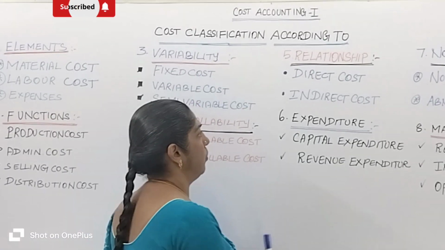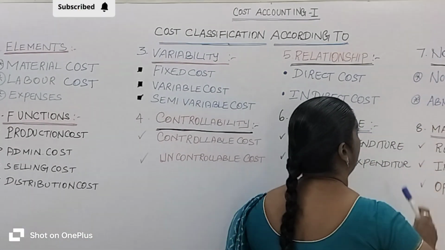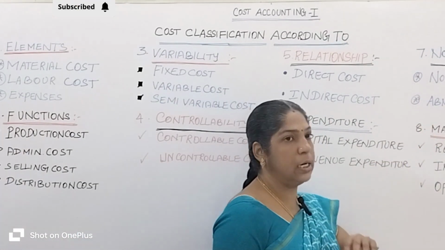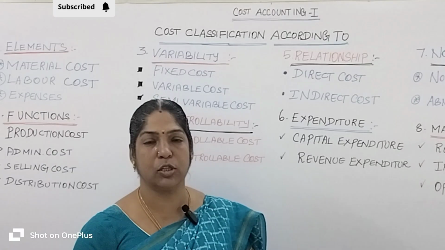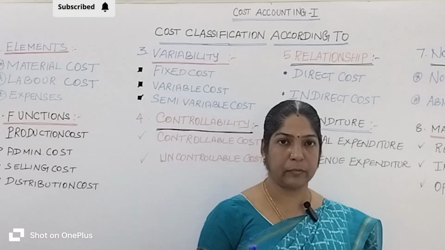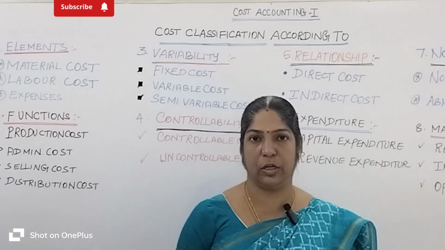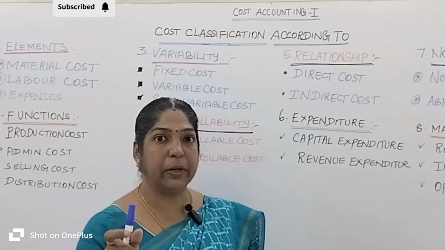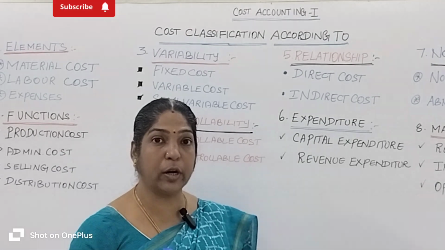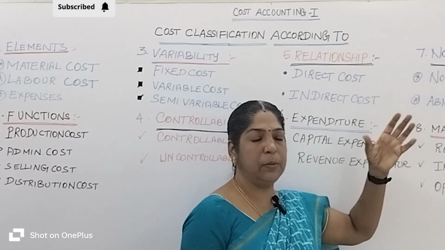Next, come to the next topic, that is cost classifications according to normality. Normality is classified into two types, that is normal cost and abnormal cost. Let's take the normal cost. What is meant by normal cost? Normal cost is the cost that usually occurs during regular business operations, and it is expected under working conditions, and it is included in the production cost.